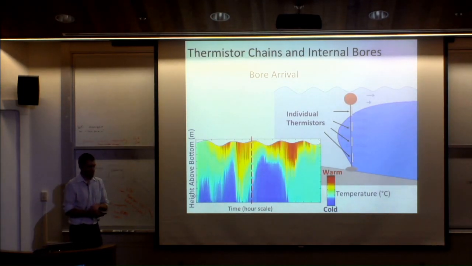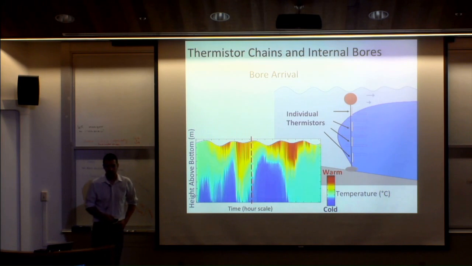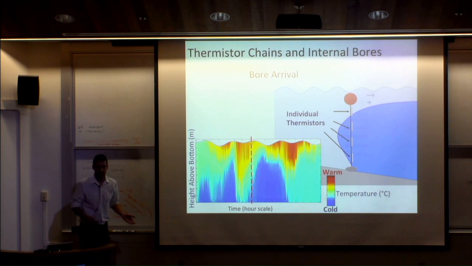So the way we can see internal bores is using thermistor chains. A thermistor chain is just, we take a big heavy weight and a really buoyant buoy, and we use a line that is short enough that it keeps the buoy underwater all the time so that the mooring line stays taut. And then we can suspend these individual temperature sensors up through the water column. And so we can get a time series of water column temperature and create a temperature contour plot, which gives us a picture of the bores in actually some major detail.